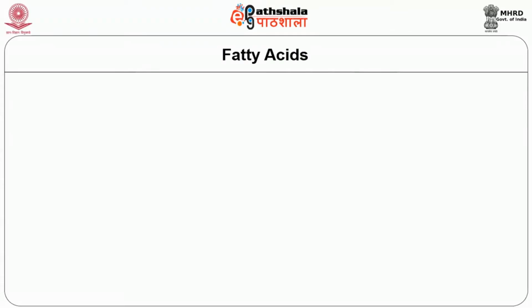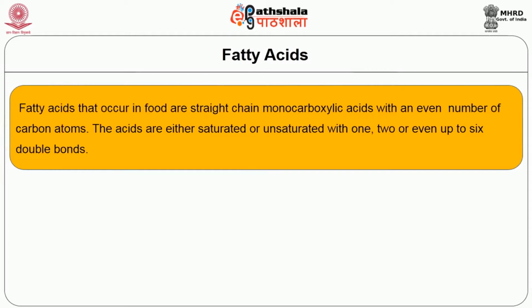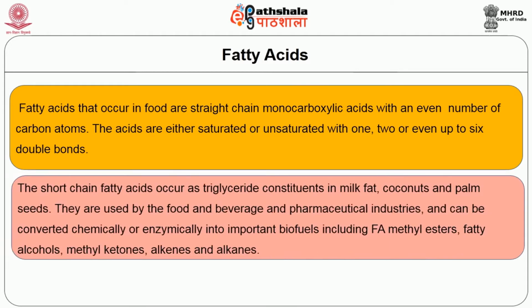To start with, fatty acids that occur in food are straight chain monocarboxylic acids with an even number of carbon atoms. The acids are either saturated or unsaturated with 1, 2 or even up to 6 double bonds. The short chain fatty acids occur as triglyceride constituents in milk fat, coconuts and palm seeds. They are used by the food and beverage and pharmaceutical industries and can also be converted chemically or enzymatically into important biofuels, including fatty acid methyl esters, fatty alcohols, methyl ketones, alkenes and alkanes.